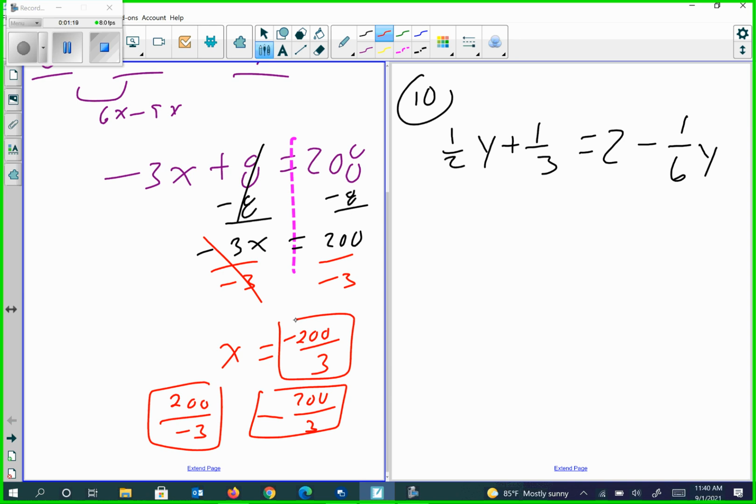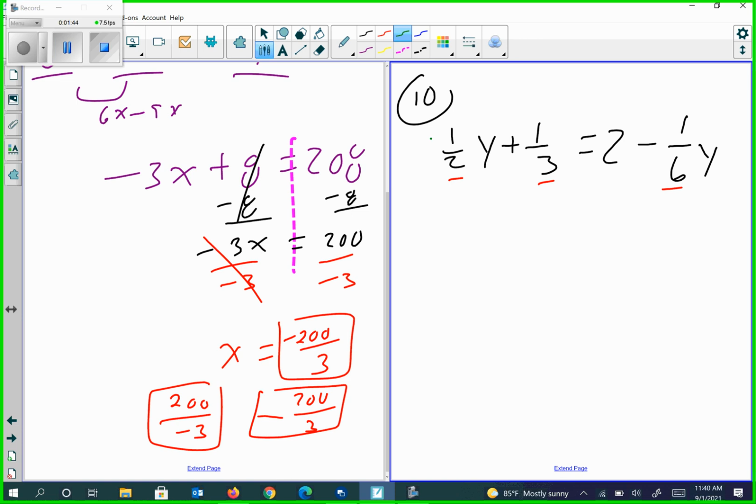Questions on that? All right, problem number 10. I have a 2, I have a 3, and I have a 6 as my denominators. What's the smallest number that 2, 3, and 6 go into? And it can be one of them. 6. Agree? Now somebody might be saying, what about 12? Well, 12 absolutely would work. It's just you'd have to reduce a little bit more at the end.